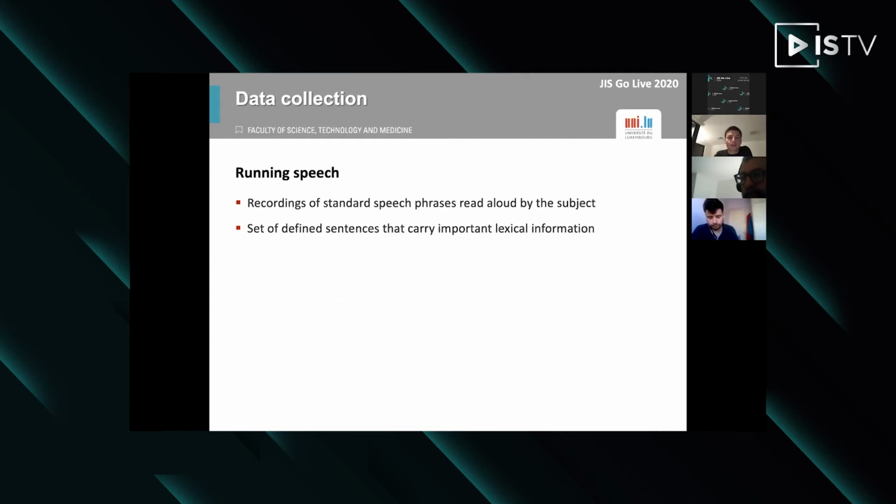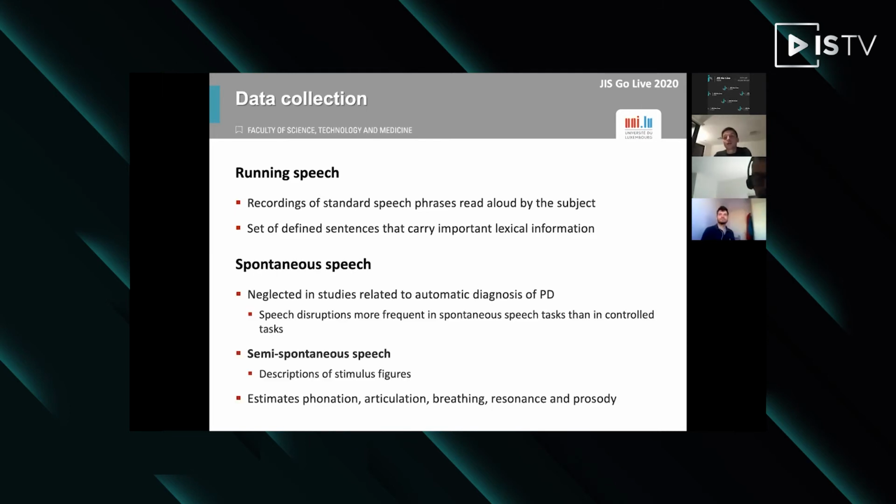Another possibility is to have a running speech. And usually these are predefined sentences that carry some important lexical information and that should be read aloud by a particular speaker. And finally, a spontaneous speech, which unfortunately is sometimes neglected in studies that are related to automatic diagnosis of Parkinson's disease.